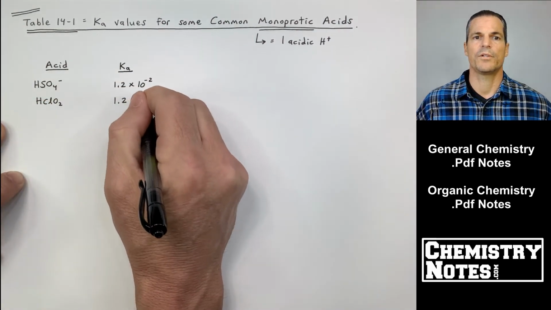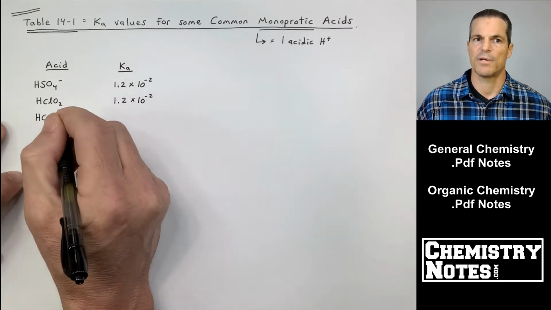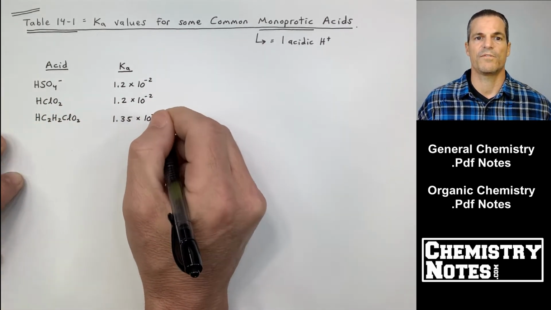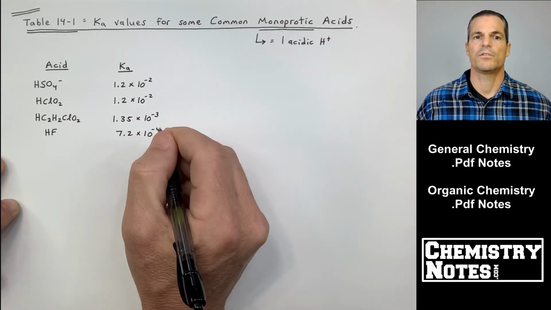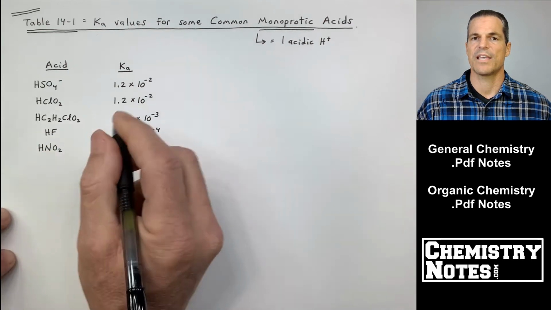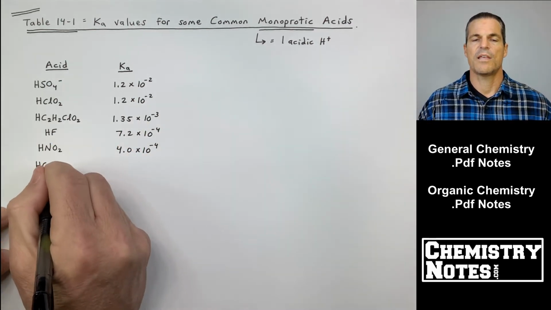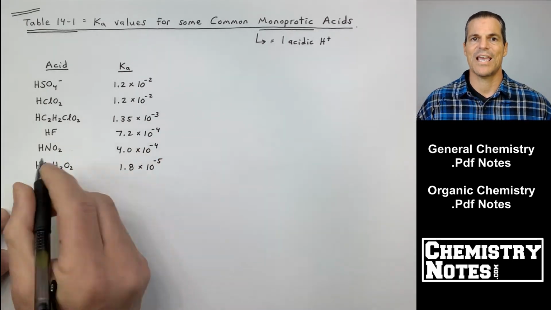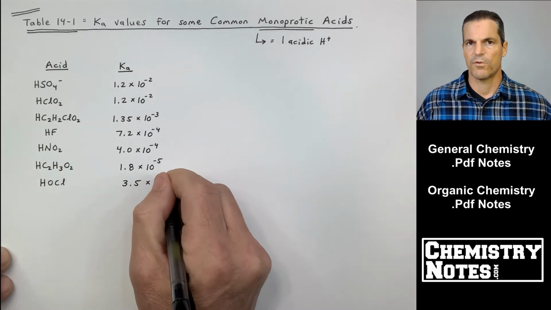HSO4 minus, 1.2 times 10 to the minus 2. HClO2, 1.2 times 10 to the minus 2. HC2H2ClO2, 1.35 times 10 to the minus 3. HF, 7.2 times 10 to the minus 4. You see how my Ka values are getting smaller as I go down? That means the strongest acid is going to be at the top. The largest Ka value I've shown in my table is HSO4 minus.